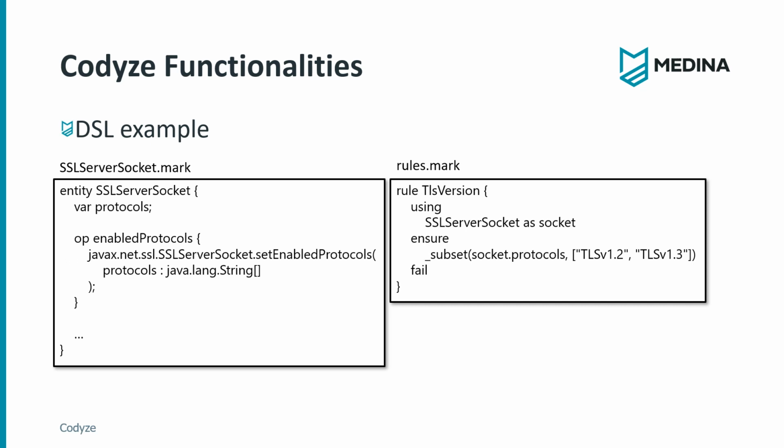With this entity definition, a rule is specified as shown on the right side. This rule restricts the allowed protocol versions to TLS version 1.2 and TLS version 1.3. These 2 versions are currently the officially recommended TLS protocol versions, enforcing compliant transport encryption.